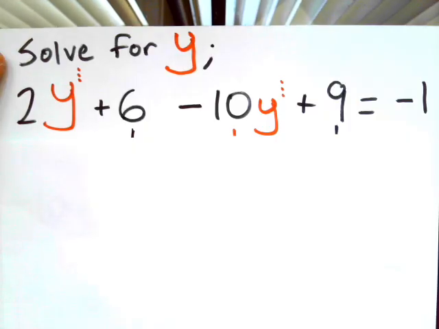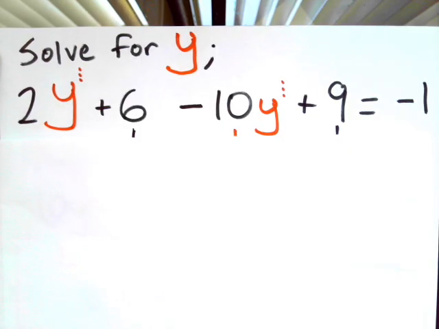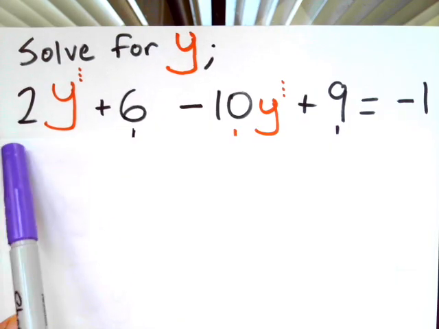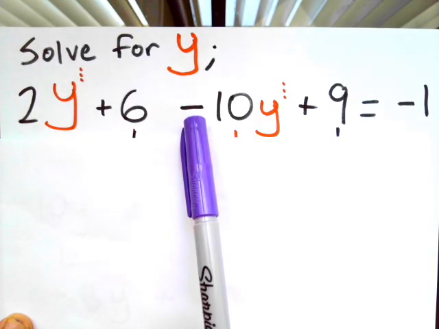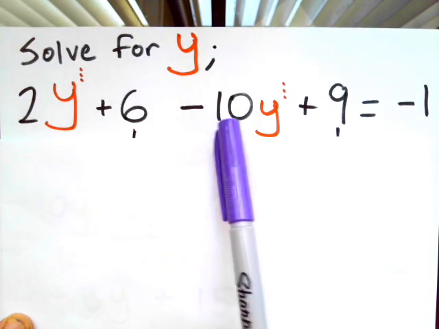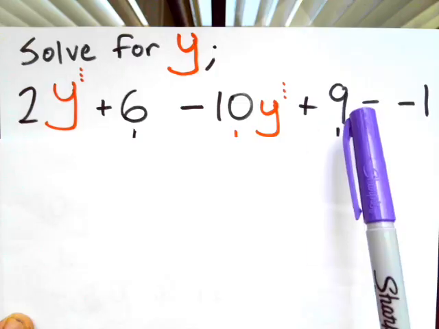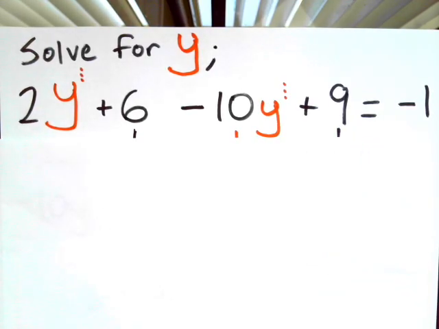I'd like to go over another example of solving multiple step equations. Here we'll be solving for the variable y. As you can see, we have 2y to the invisible 1 power plus 6 minus 10y to the first power plus 9 equals a negative 1.